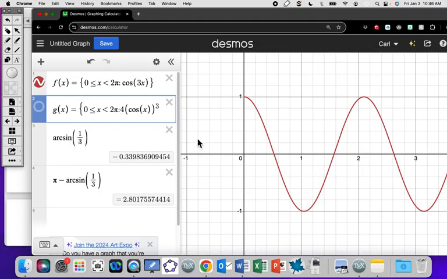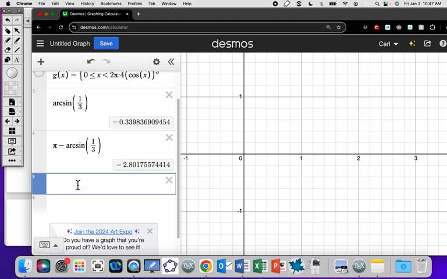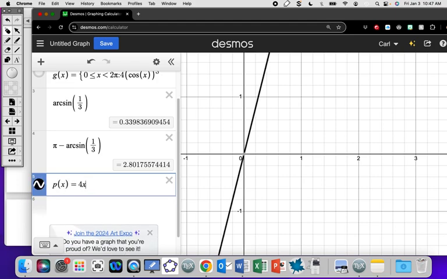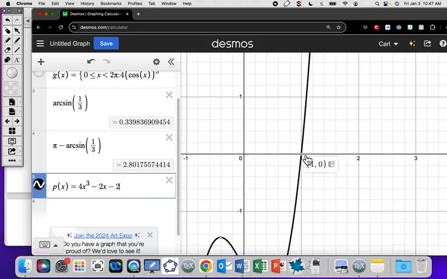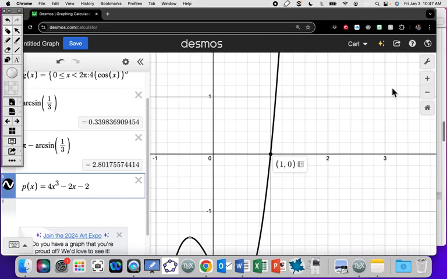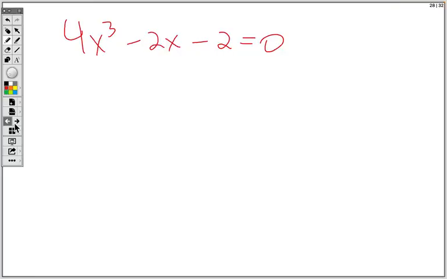So we'll fire this up, we'll turn this off, and we'll put in our polynomial. P of x is 4x cubed minus 2x minus 2. And, well, look. We're setting it equal to 0. That means we're looking for the zeros of the function. We're looking for the x-intercepts. 1 looks good. Okay, so remember this? So 1 looks good. Looks like it's got multiplicity 1. And to prove that that's the only one we have, we would do that synthetic division. So x equals 1 looks good.